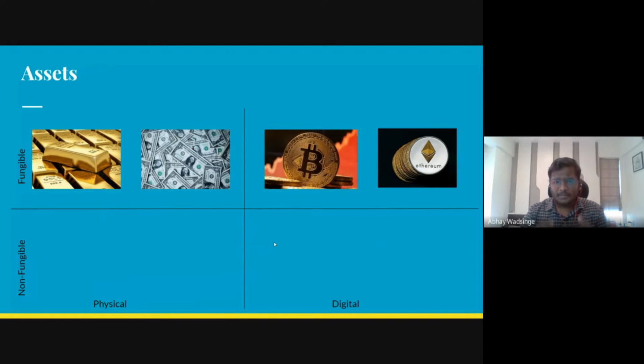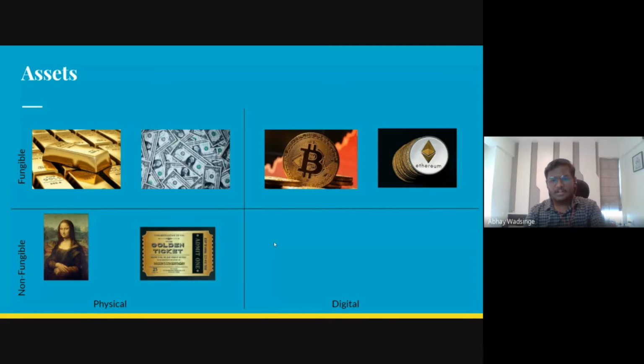Now I have one Bitcoin with me. I can sell it and I can buy 100 Ethereum coins with it. Then comes the non-fungible items. Now, the non-fungible items are like the Mona Lisa painting, the golden ticket, which is rare, which might be one in 100. Now, these things can't be interchangeable.